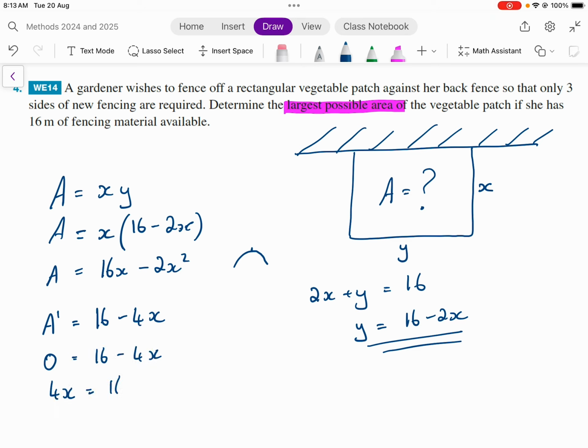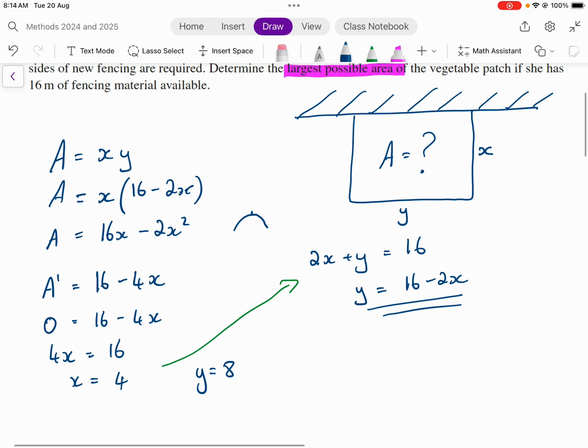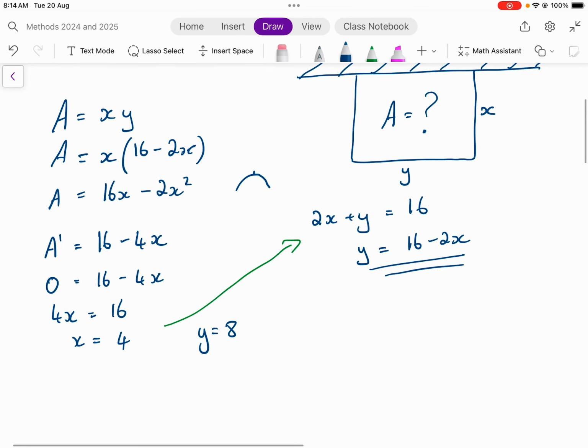Now, if we go back over to this equation, we can see that by substituting 4 in for x, we would have 8 plus y equals 16, so y is equal to 8. All right, now the question didn't ask about how big x and y were, it asked for the maximum area. So we would go back into our original equation and multiply x by y, and we would have 4 by 8, and 32 metres squared would be our maximum.